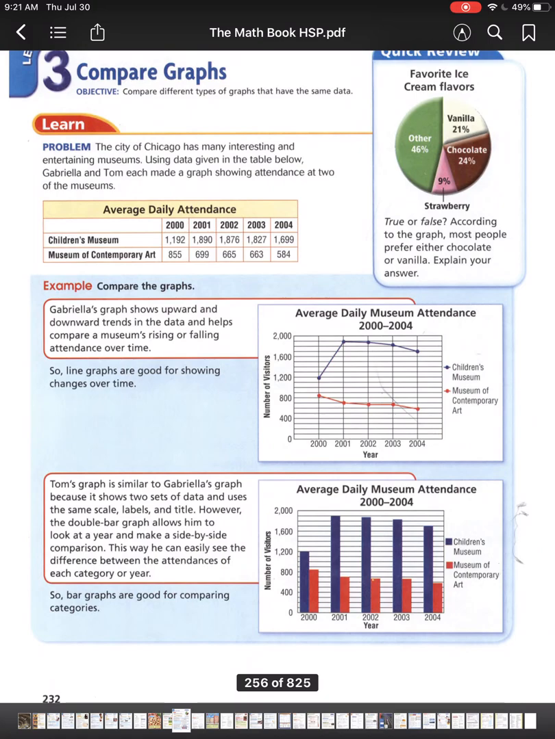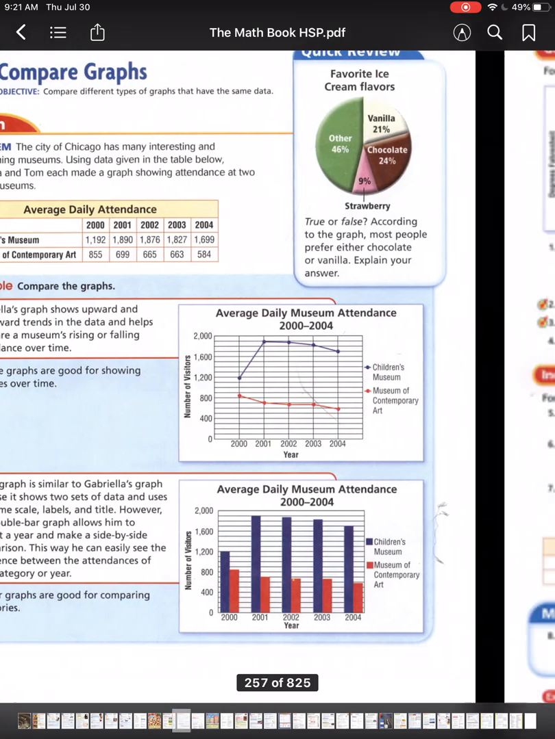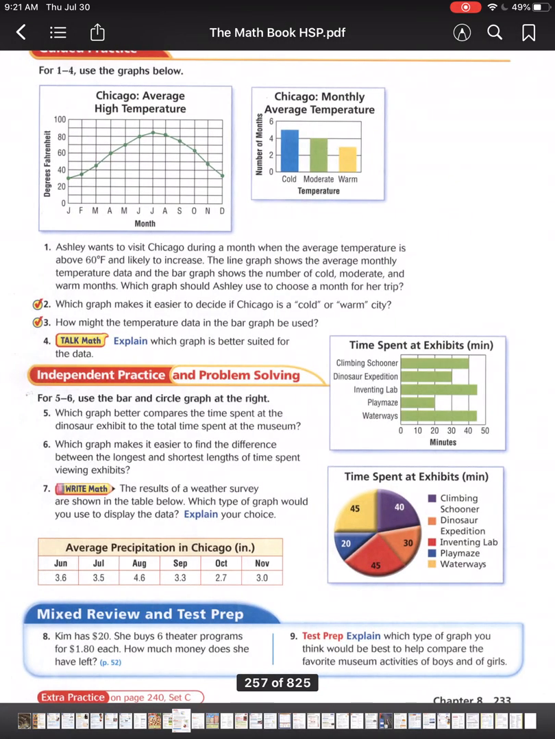What that lets us do is easily compare the two groups, the attendance between the Children's Museum and the Museum of Contemporary Art. So a line graph is good for showing how things change over time, and bar graphs are good for comparing two categories. So I'm actually just going to read through these with you, and you'll see what I'm talking about.